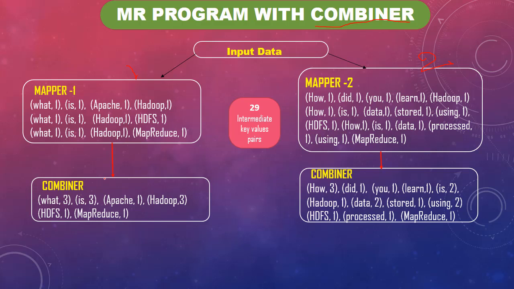Now what the combiner will do is, instead of directly passing these intermediate key value pairs to the reducer, the combiner will perform the reduce task. Listen carefully. The combiner will perform the reduce task at the mapper side only. This combiner will perform the reduce method at this mapper, and this combiner will perform the reduce method at this mapper, on these intermediate key value pairs.